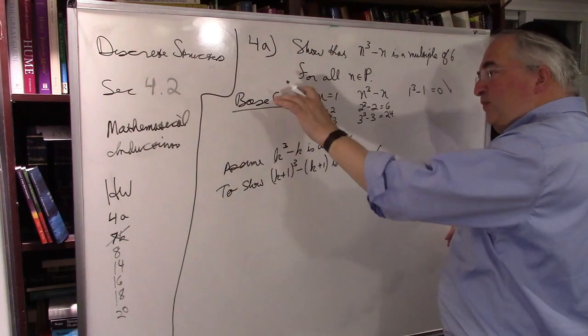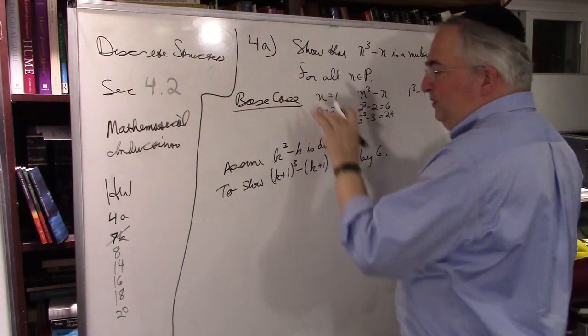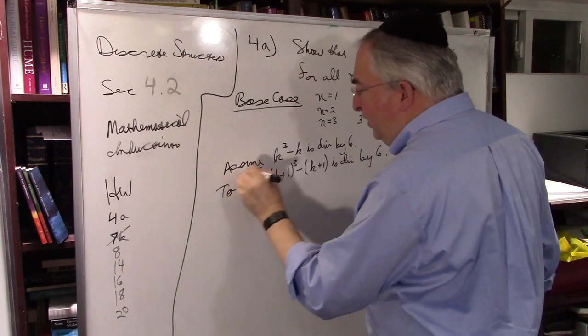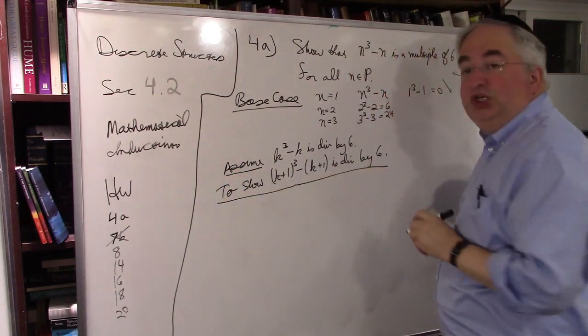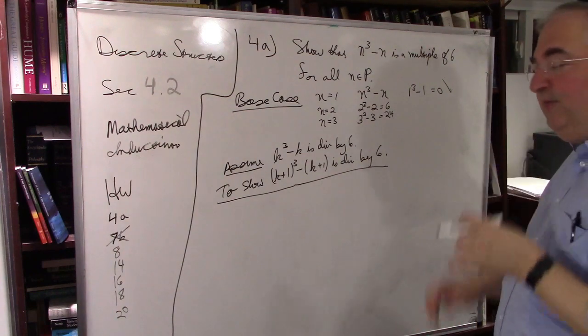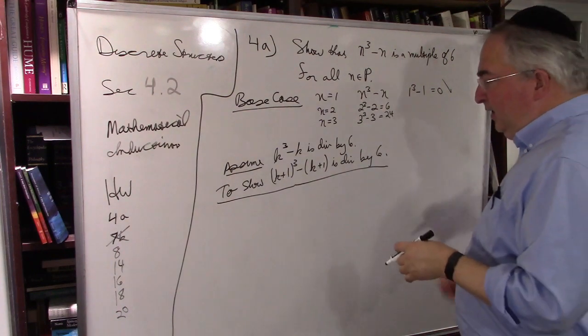Okay, so step 1 is this, write the base case. Step 2, write the assumption. Step 3, show what you want to get. That's your cheat sheet. And now, step 4, you actually do it. Okay, great.